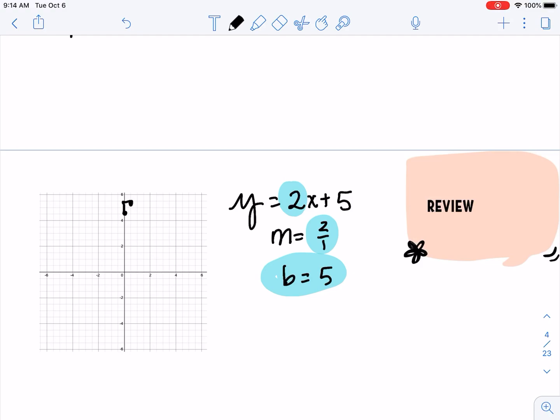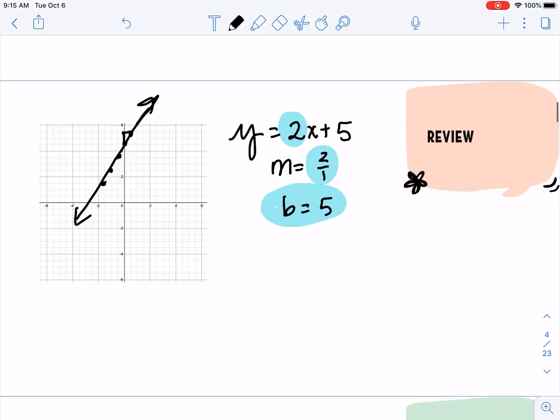Now you'll notice, hey, we kind of ran out of room there, so maybe we could go back 2 and to the left 1, back 2 and to the left 1. Notice that all these points line up, and we get our line. There it is. Lovely.